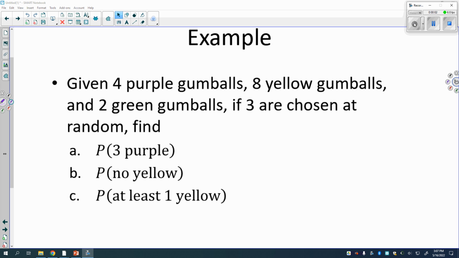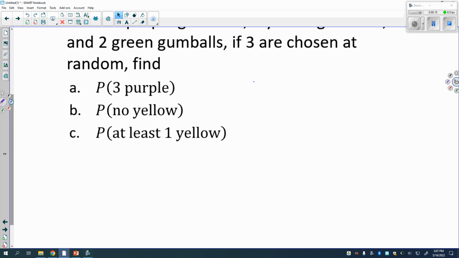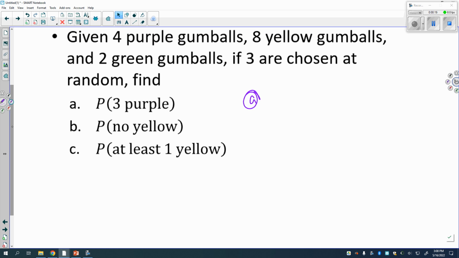All right, this example, there's different ways to go about it. I'm going to go through the one here that's probably the most useful overall. And when I do this for part A, and it wants to know the probability of 3 purple, what I do is I go through and I have to pick out all the ways I can get 3 purple gumballs.